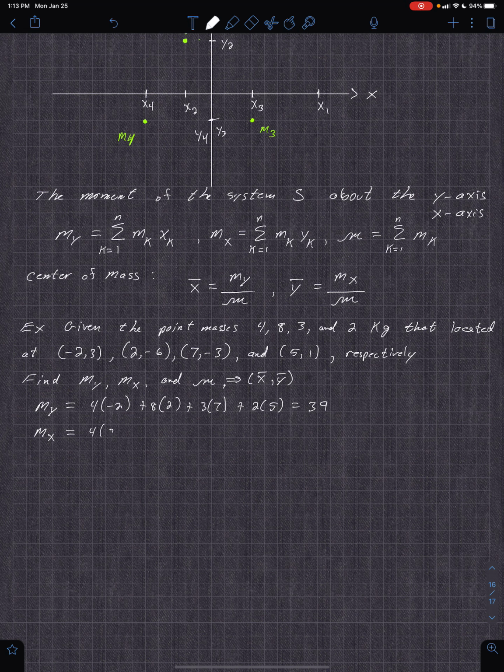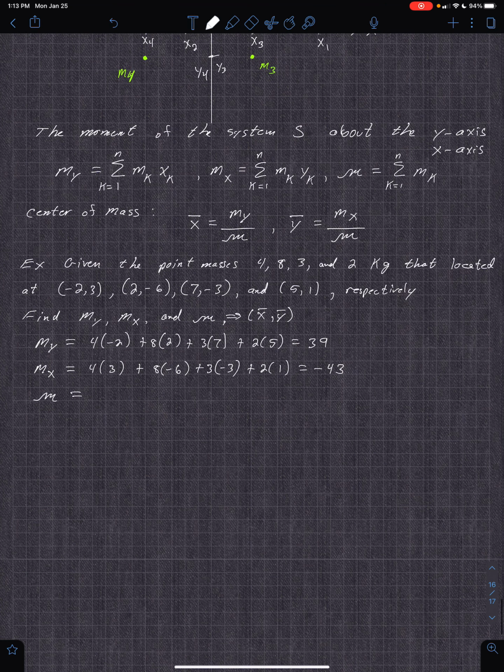You can check that. Moment about x, go ahead and try this on your own. 4 times 3, 8 times negative 6, right? The masses are the same. 3 times negative 3, 2 times 1. You add that up and you get negative 43. And then you just add the masses up. So the mass is the sum of those, 4 plus 8 plus 3 plus 2. That adds up to 17.